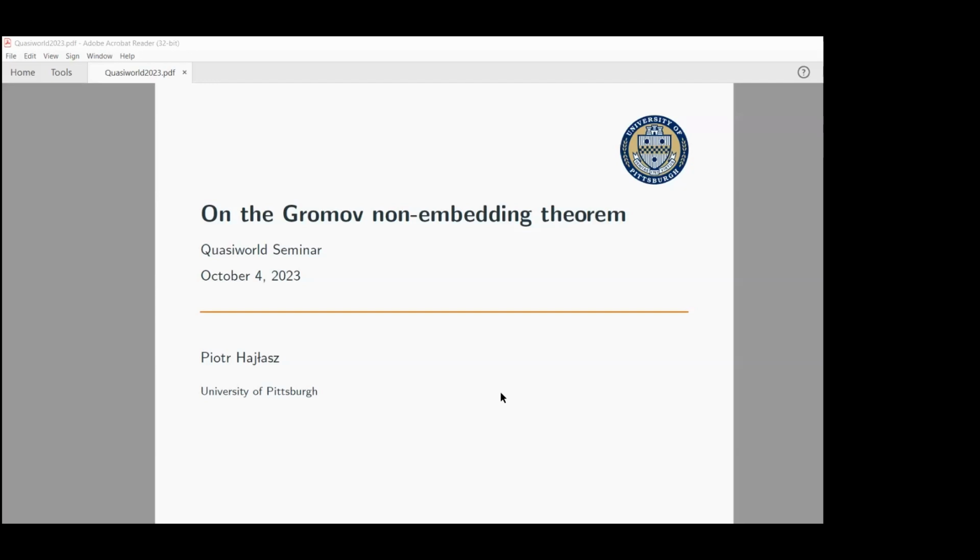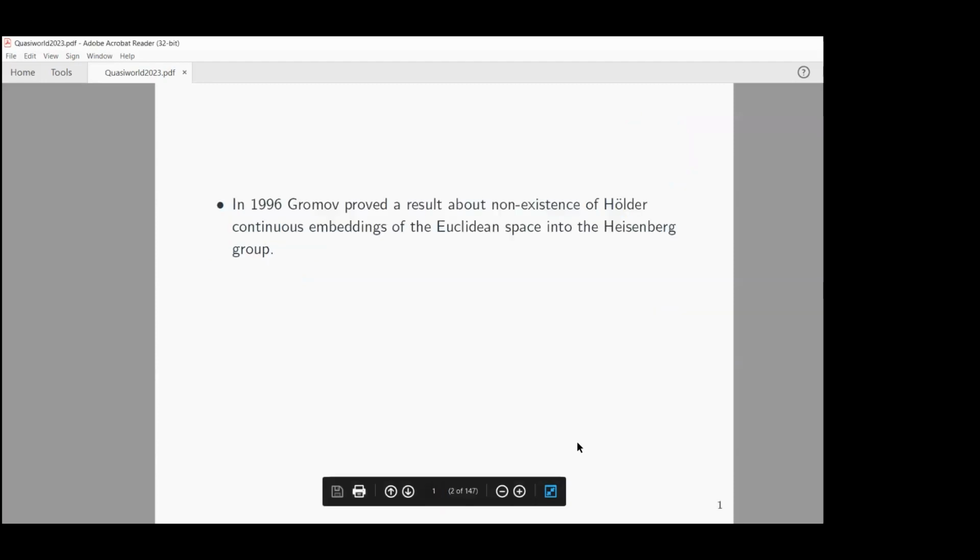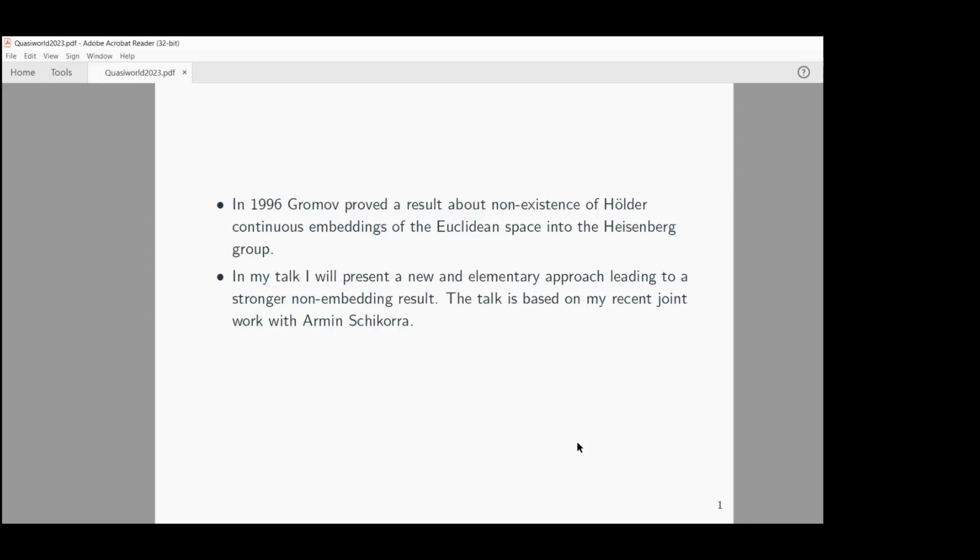Now it's on the Gromov non-embedding theorem. I'm going to present a new proof of the Gromov non-embedding theorem that I discovered with Armin Schikorra. In '96, Gromov proved a result about non-existence of Hölder continuous embedding of Euclidean space into the Heisenberg group. So I'm going to talk about my new proof with Armin Schikorra.